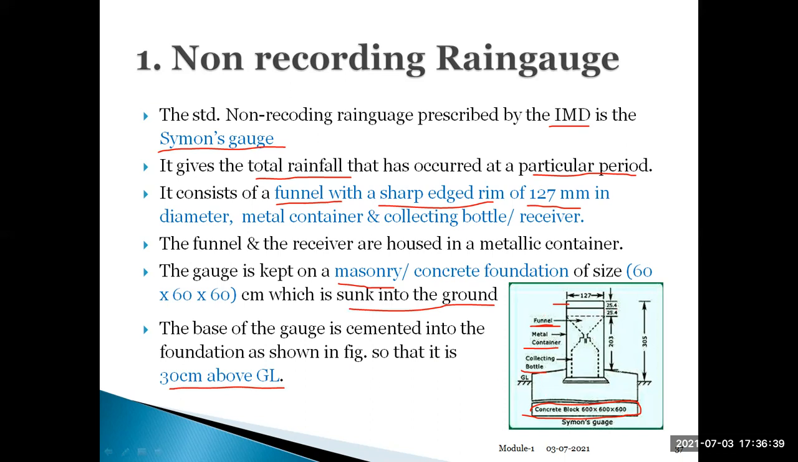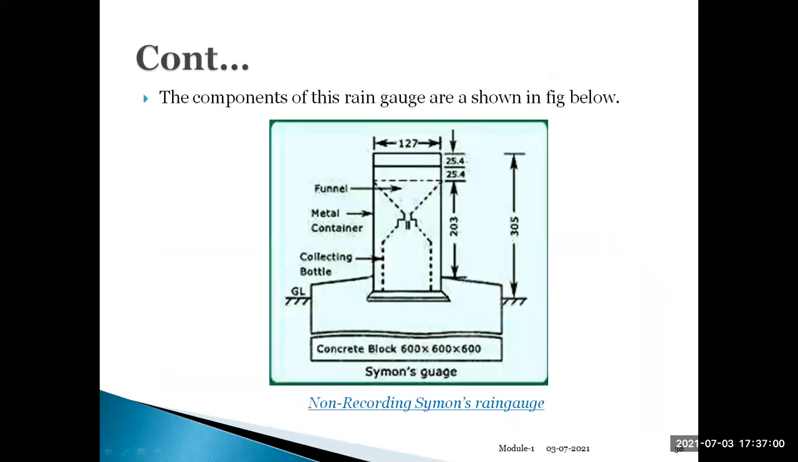You can see here the base of the gauge. This base of the gauge is 30 centimeter above the ground level. That is how you have to install the gauge. And you can see the components of this non-recording gauge, that is the Simon's rain gauge.